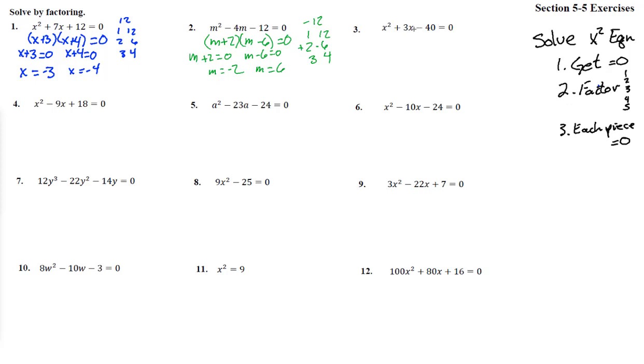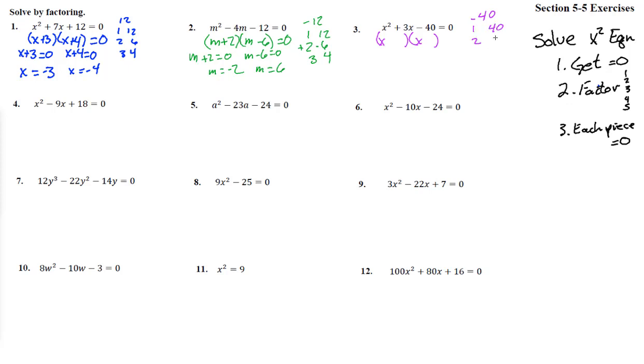Number 3, get it equal to 0. Check. Factor. Do we have a greatest common factor? No. 3 terms, leading coefficient 1. That means it's going to be a fast one again. That's nice. They gave us a few easy ones to begin with. x and an x. Negative 40. What times is to negative 40? That's a 1 and a 40.